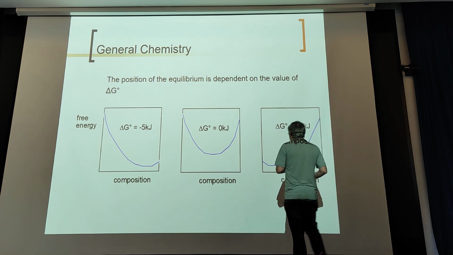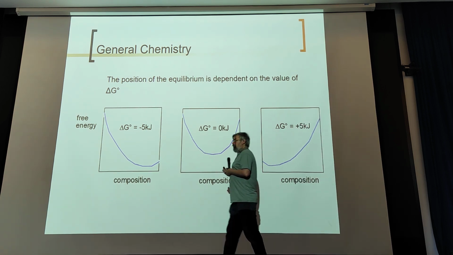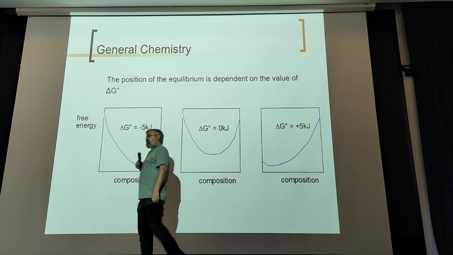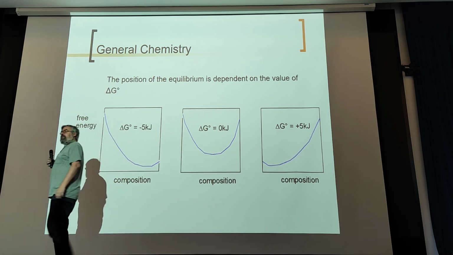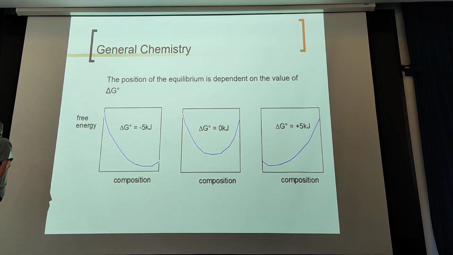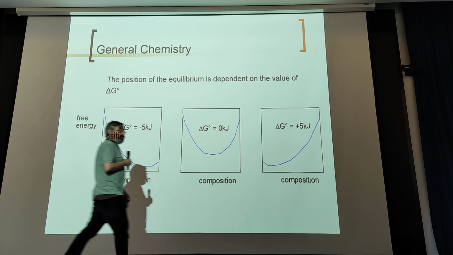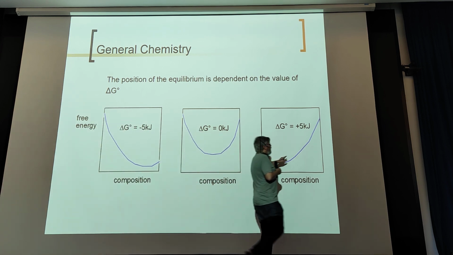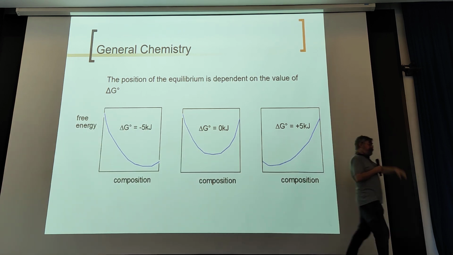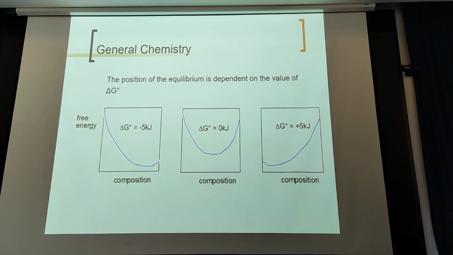So this is a positive delta G. And we know that a positive delta G is a non-spontaneous reaction. So this is not going to go very far. That means we will mainly still have the starting materials and not a lot of products. In fact, you see, if you form more and more products, you actually go up in free energy. That's not good. You want to go down as much as possible.